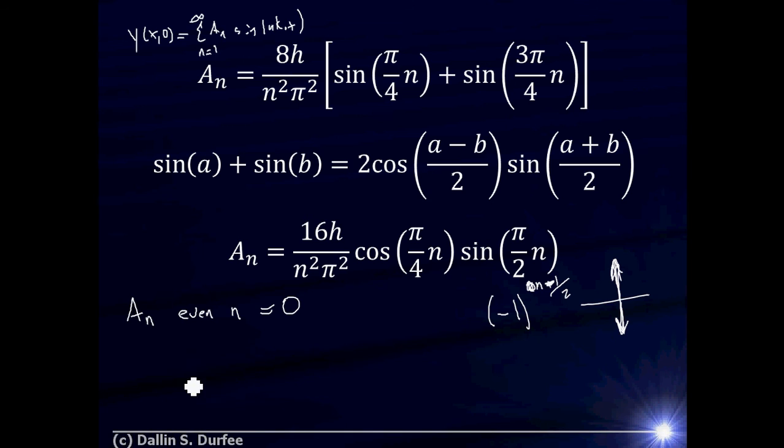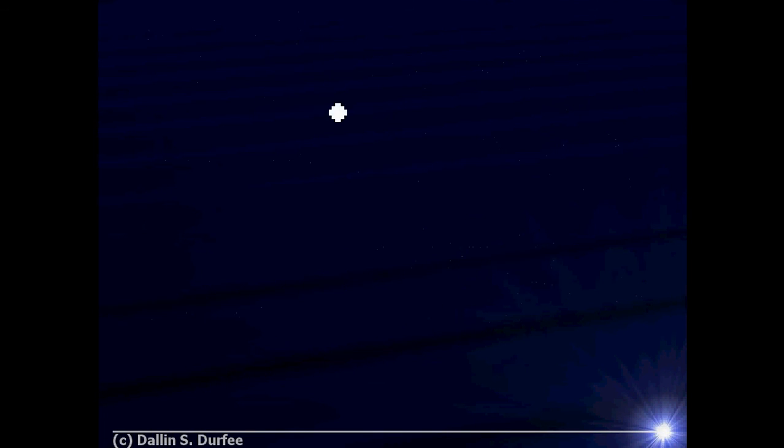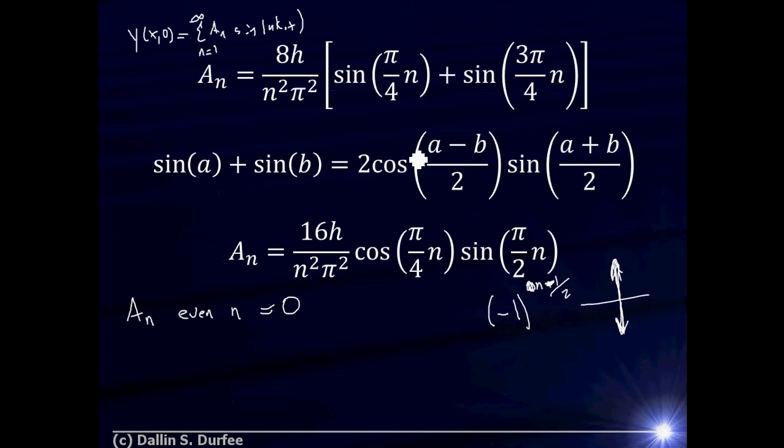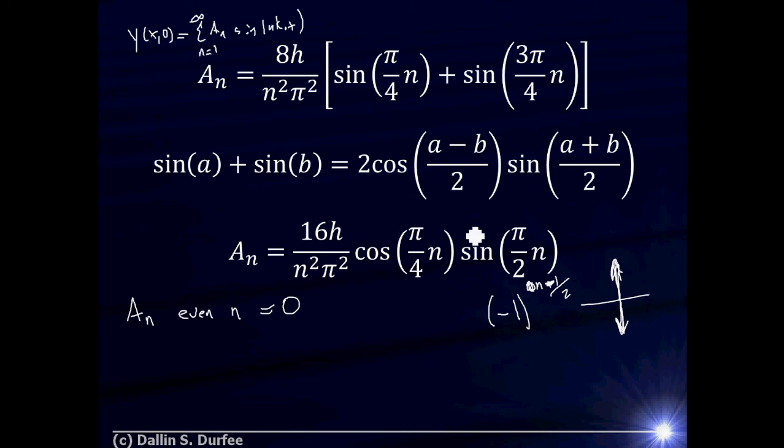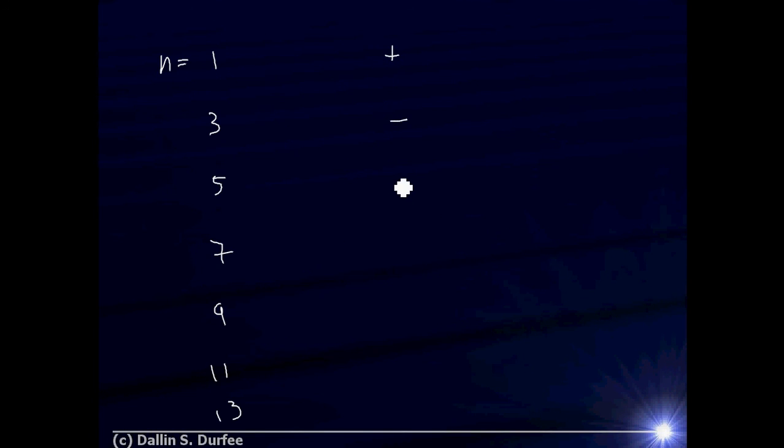So let's just make a little table here. I only have to worry about the odd n, right? 3, 5, 7, 9, 11, 13. For n equals 1, this is positive. For n equals 3, it's negative. It just oscillates back and forth. Positive, negative, positive, negative, positive.